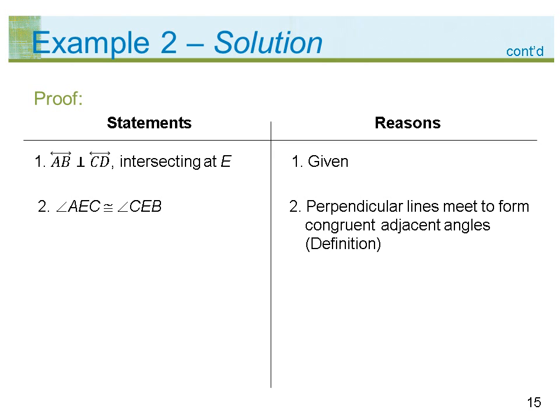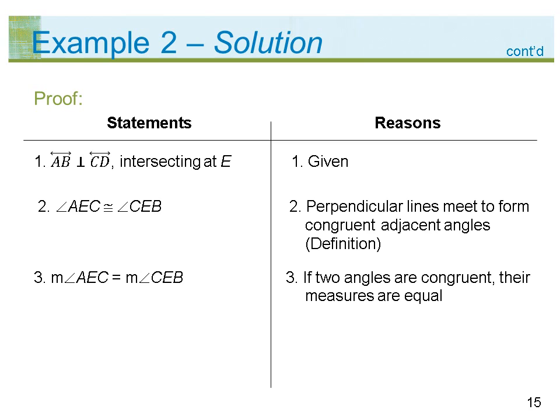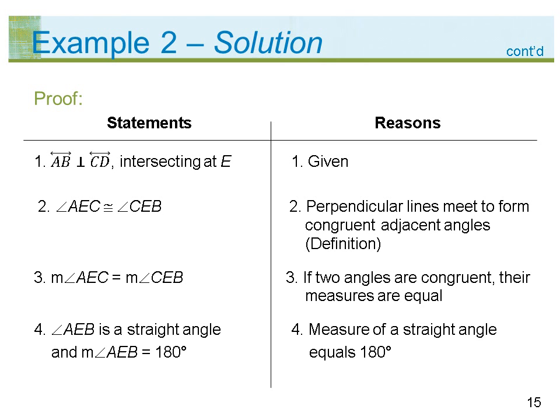Reason: Perpendicular lines meet to form congruent adjacent angles. Definition. Number 3. The measure of angle AEC is equal to the measure of angle CEB. Reason: If two angles are congruent, their measures are equal. Number 4. Angle AEB is a straight angle, and the measure of angle AEB equals 180 degrees. Reason: The measure of a straight angle equals 180 degrees.